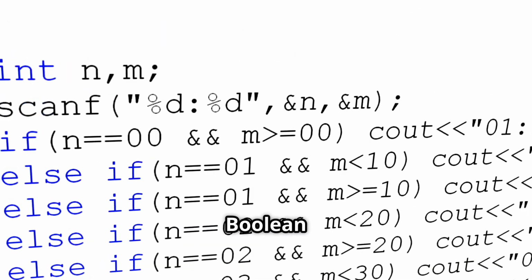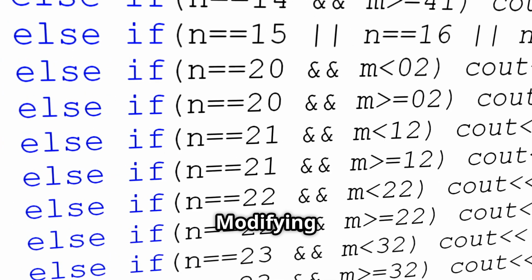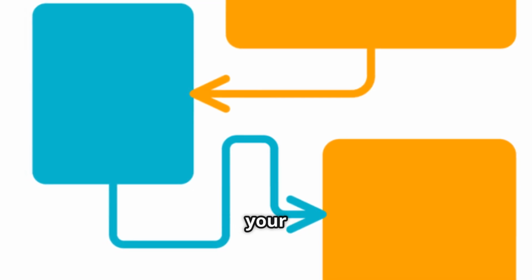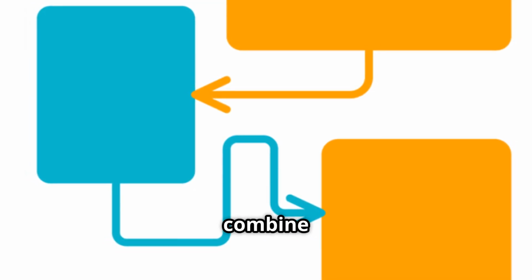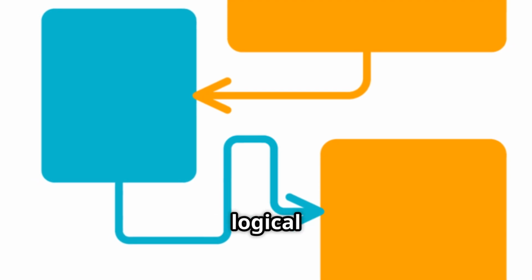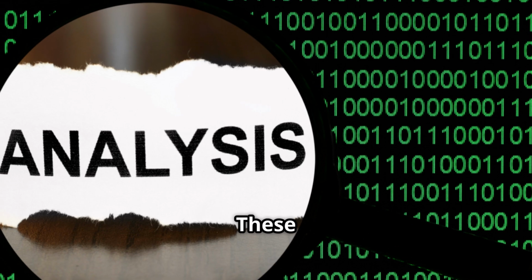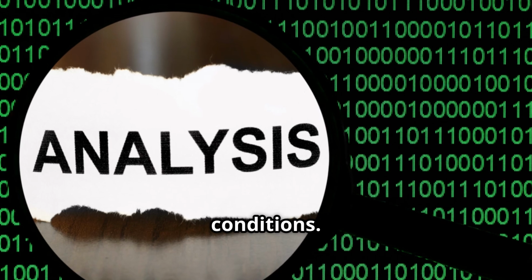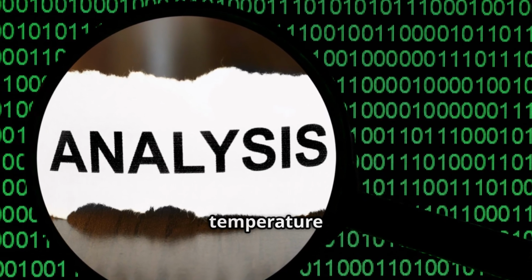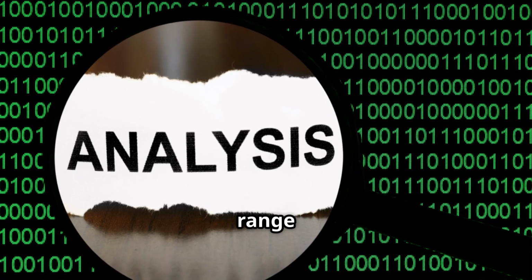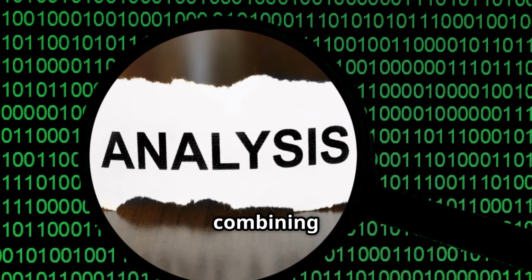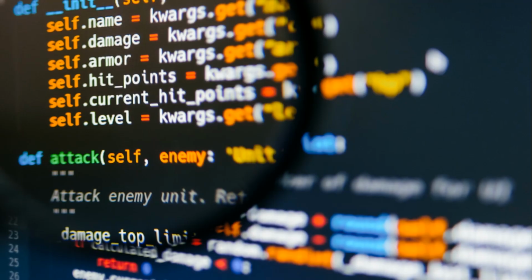Section 8. Boolean Logic, combining and modifying conditions. Boolean logic plays a crucial role in shaping the flow of your programs by allowing you to combine and modify conditions using logical operators. These operators provide immense flexibility in constructing complex conditions. For instance, you can check if the temperature is within a specific range, or determine if a user's input is valid by combining multiple checks.